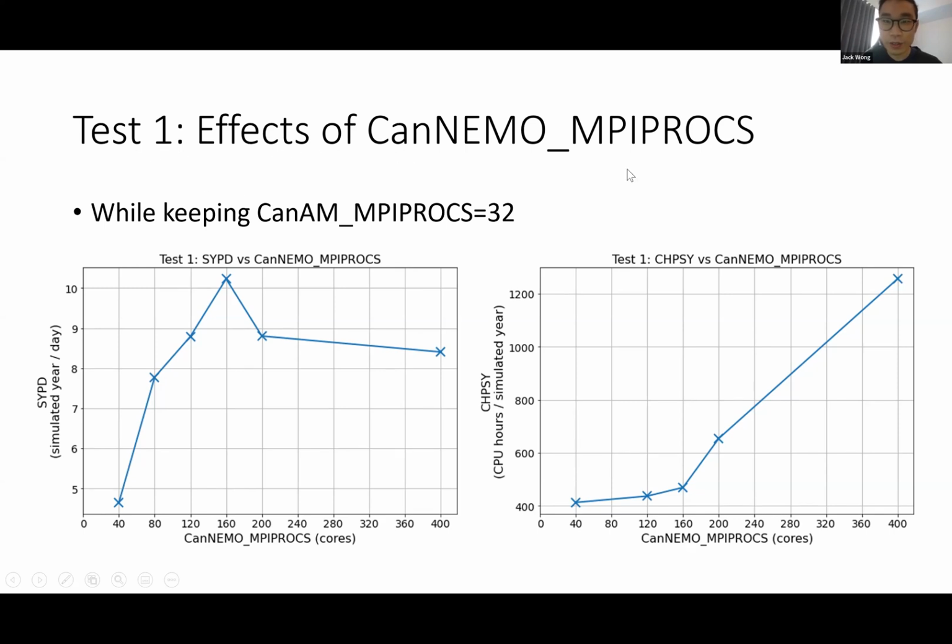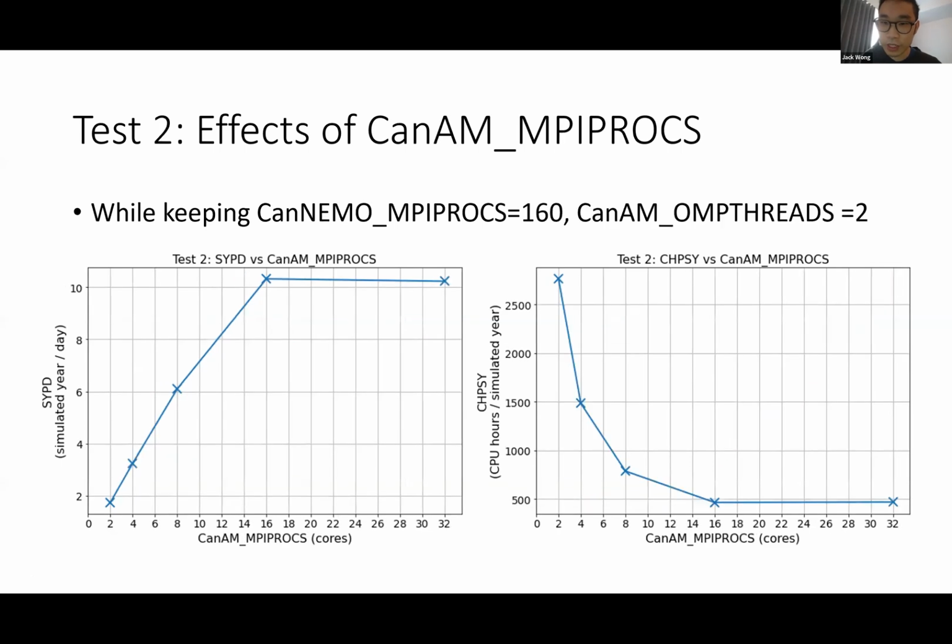So the first test is basically a parametric study on CAN NeMo MPI processes, keeping the others constant and changing one variable for each case. Here we obtain 160 NeMo MPI processes as the fastest case, although efficiency goes lower as we increase that number. And then I changed the number of processes on CAN AM and identified that after the MPI processes exceed 16 on Agora, basically it reads flat.